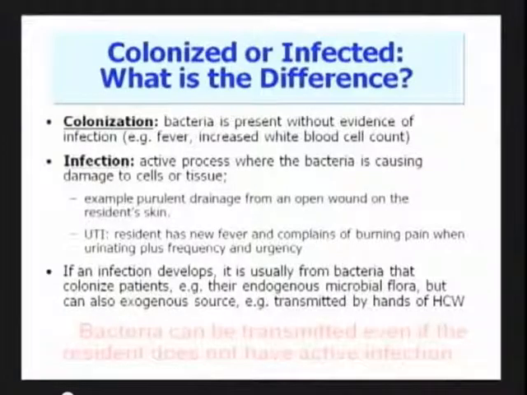Some key definitions of the differences between these two. Certainly colonization means the bacteria is present without evidence of active infection. So it's just on the skin, no active redness, irritation, or swelling, or breaks in the skin where there may be drainage. That would be an example of colonization. Infection, on the other hand, indicates a real active infection is ongoing. And that's where the bacteria has gotten into the tissue and actually is replicating, causing damage to cells and tissue itself. So a good example of this would be if you have a resident who's got a break in the skin and there's purulent drainage from that skin cut, then potentially that would represent an active infection, not colonization.